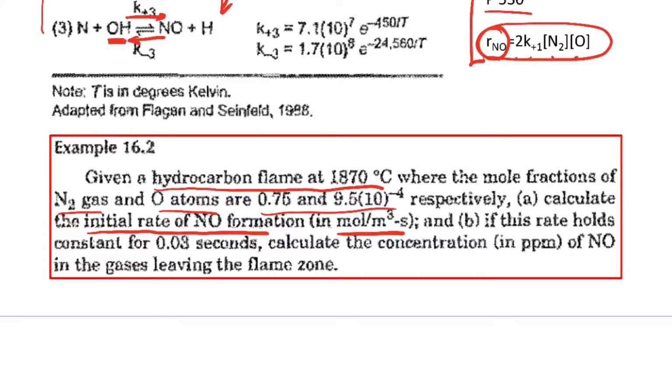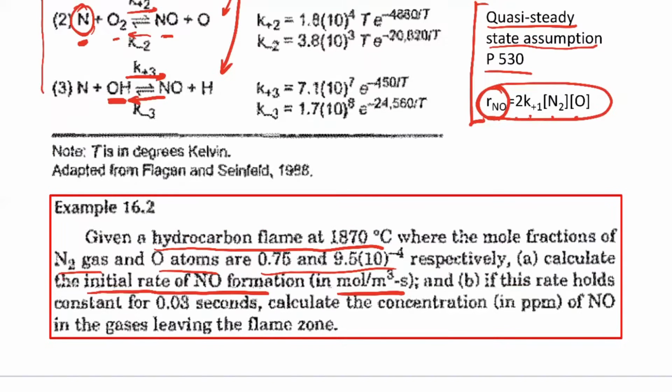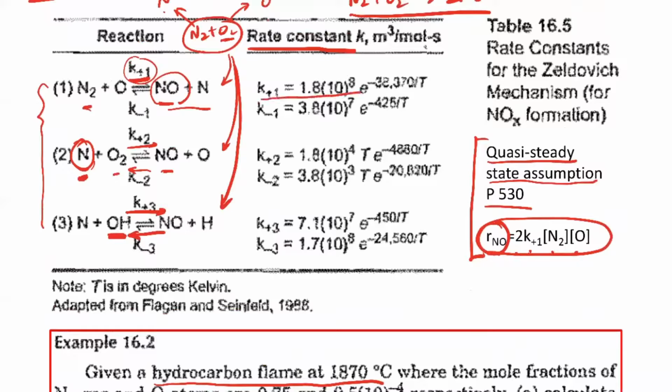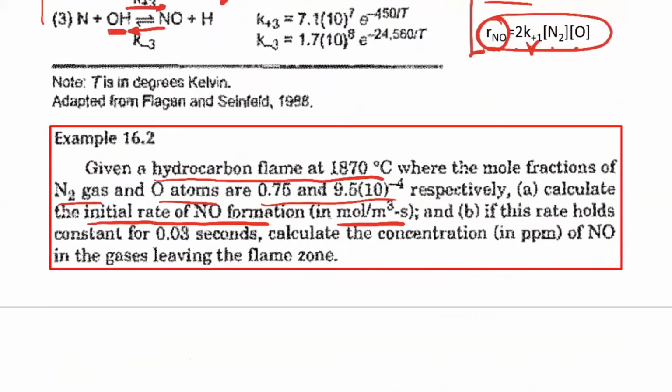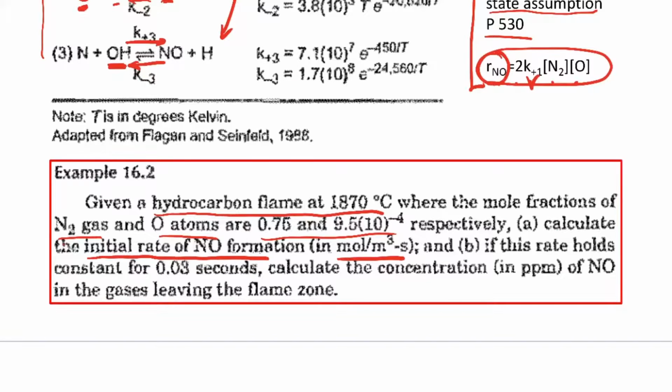We just need to find out what is the K plus 1. So it's already tabulated here. We just need to plug in the temperature in Kelvin, right? So this is a rate constant. We can solve that. And then we just need to find out the concentration of the nitrogen and the concentration of the oxygen atoms, right?